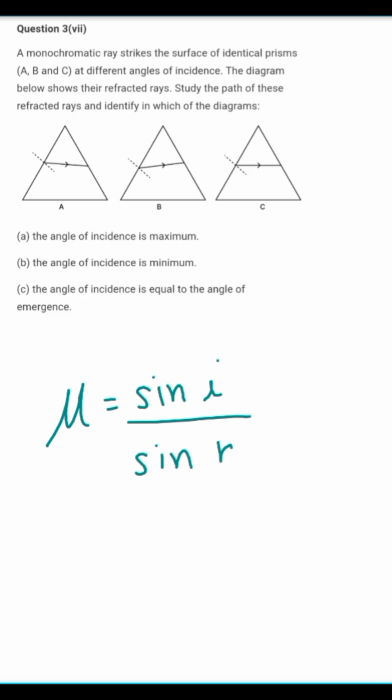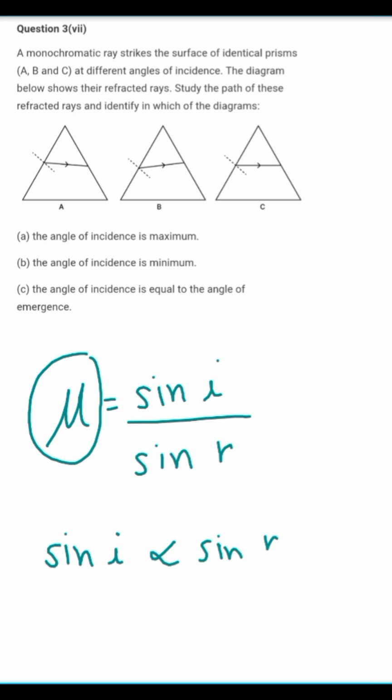Now let's talk about the other two cases. We know one thing, the refractive index is equal to sin i by sin r, isn't it? Now it has been said that the prisms are identical to one another. That means the refractive index in all the cases is the same. So from here, can I say that sin i will be directly proportional to sin r, because this part is constant. So this also means that if the angle of refraction is more, the angle of incidence will obviously be more.